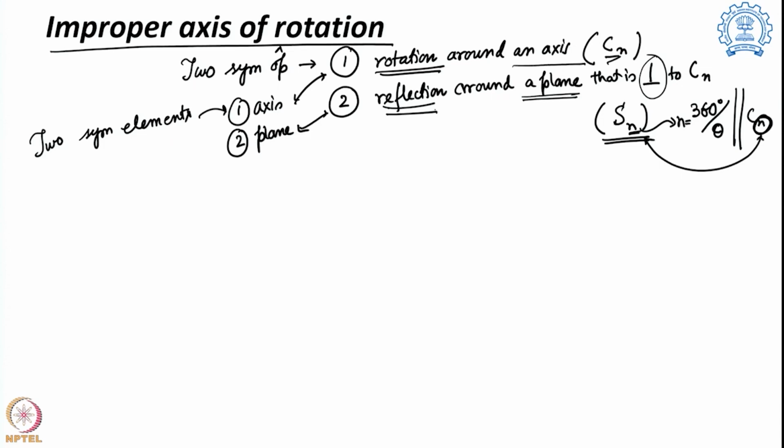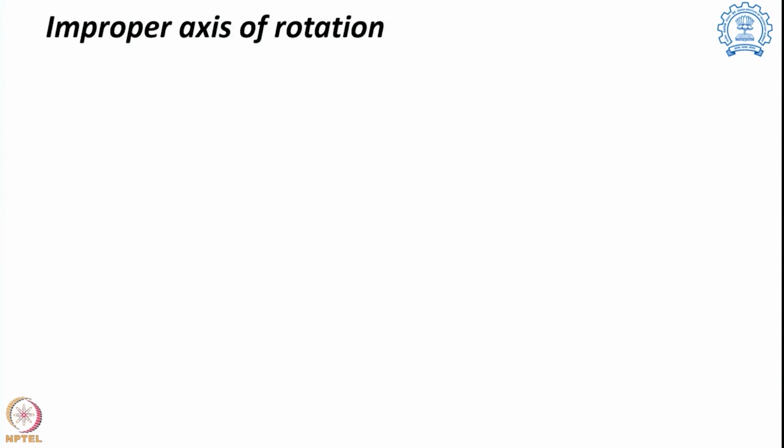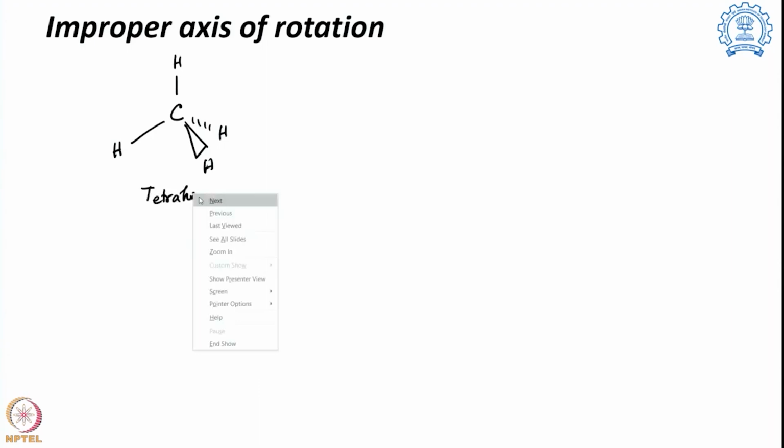Now, we are going to understand it better if we do it with an example. The example we are going to take is of methane. Methane molecule actually has a tetrahedral structure. In short form it is Td, tetrahedral structure, and this molecule, we say, may have an S4 axis.